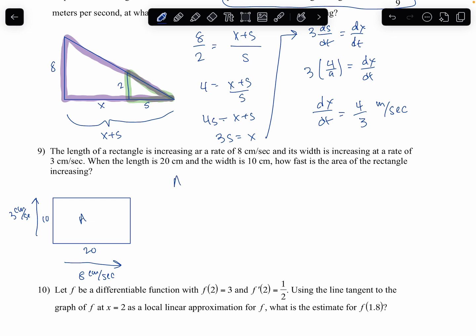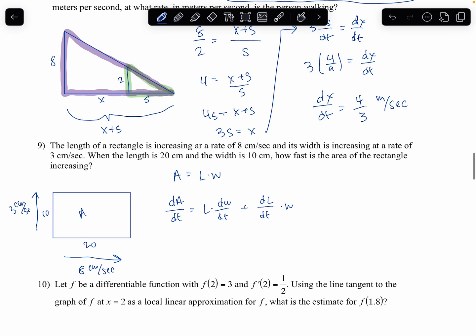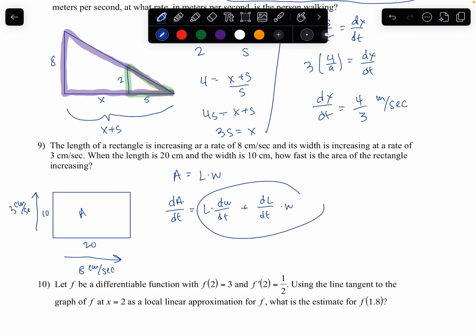The area of a rectangle is going to be length times width. Keep in mind that all of these are functions of time, but whenever I take the derivative of this, I'm going to need to use the product rule. So dA/dt is going to be equal to the first times the derivative of the second plus the derivative of the first times the second. Then I should have all these values right here.